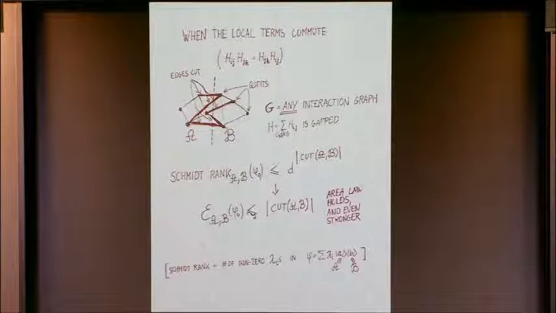So when the local terms commute, and this was also beautifully explained by Zef, in that case the area law is actually trivial. I mean, not trivial, never say trivial, but it's very easy. And not only does the area law hold, but also the Schmidt rank is upper bounded by D, remember that's the dimension of the locale, to the size of the cut.